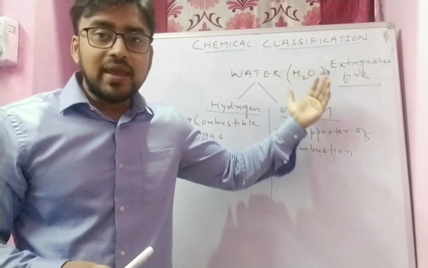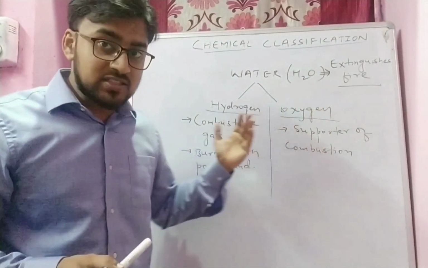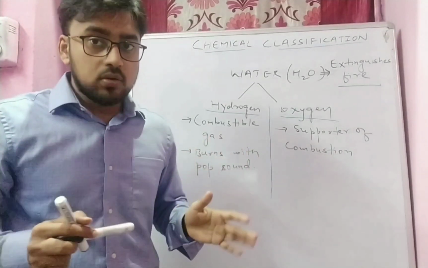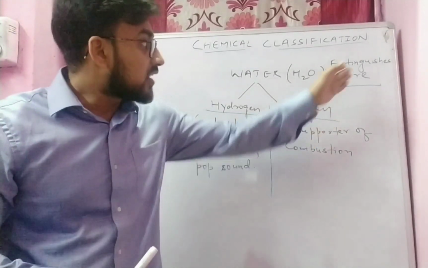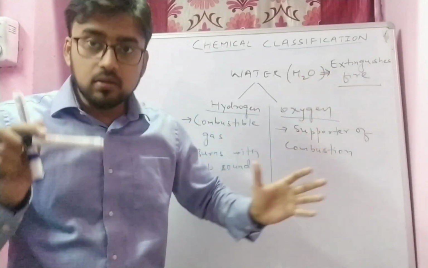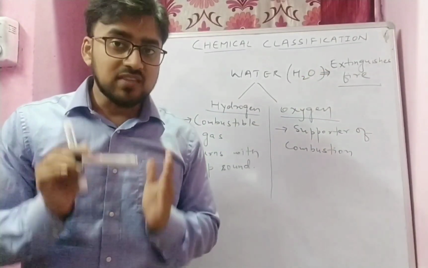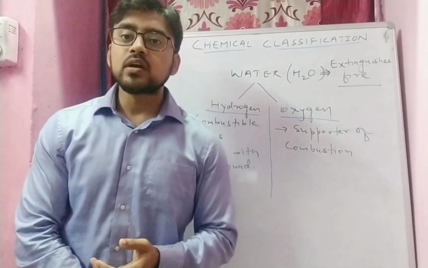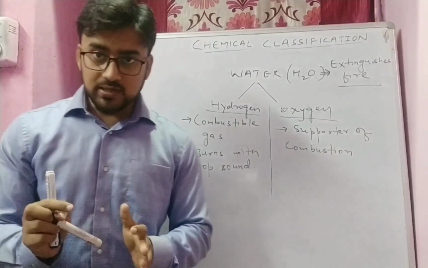You will get H2O, water. Is it a supporter of combustion? No. Is it a combustible substance, water? No. It has totally different properties. It extinguishes fire. Water extinguishes fire. So this example shows that a compound has totally different properties from its constituent elements. Is that clear to you?